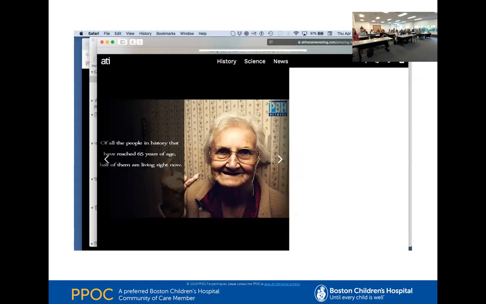And when we were pulling together this presentation, I got a lot of grief for this slide, and understandably so. First of all, it's not laid out very well. Secondly, well, I'll just read it because it's probably hard to read. Of all the people in history that have reached 65 years of age, half of them are living right now. And it would probably be very well accepted if any of you said, well, he's at a pediatric lecture. Why is he talking about people over 60? That's the exact opposite end of our spectrum. And I'm going to pull it all together in a second as to why I bring this up.